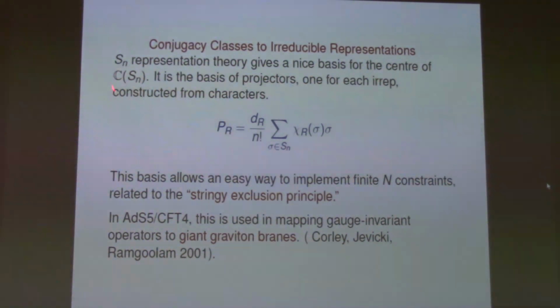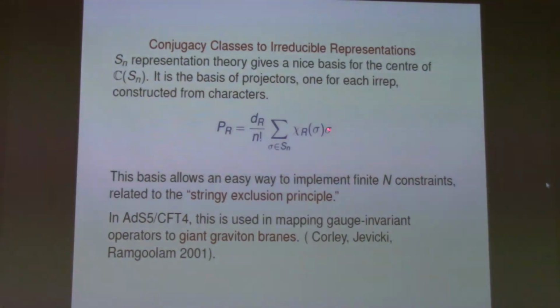And as we said, Sn representation theory says there's a very nice basis for the center of Sn, which comes from irreducible representations. That means you take sums of permutations weighted by the character. Now what I showed in the previous pages is that for each sigma there's an observable, O sigma of Z. So corresponding to this projector, I can take a sum of these observables weighted by characters. And these observables have very nice properties.